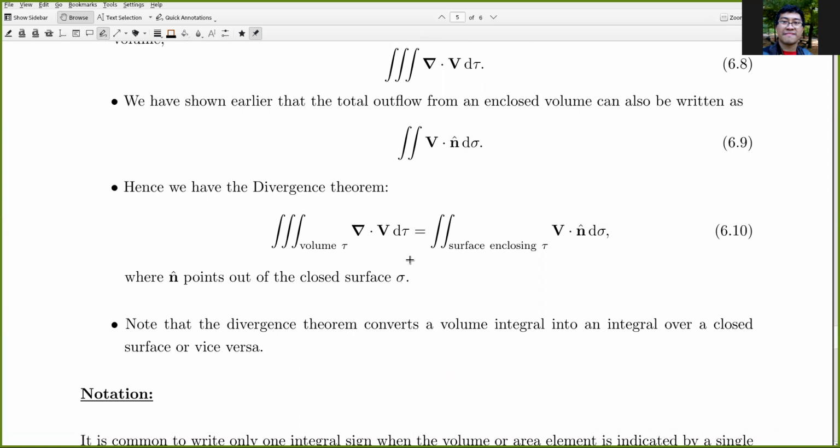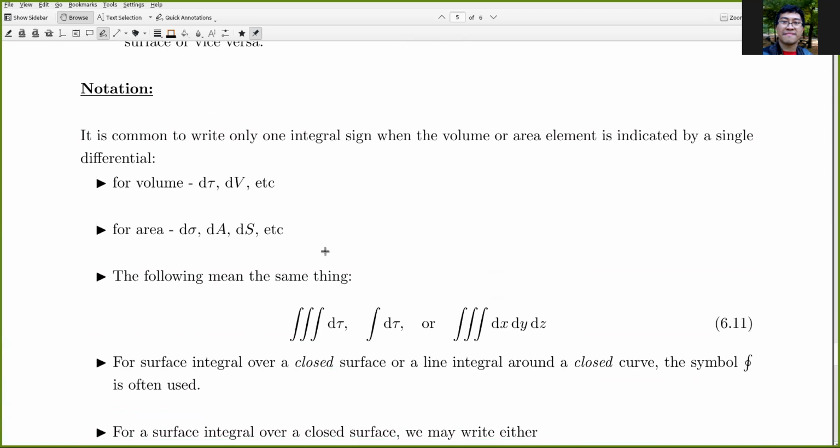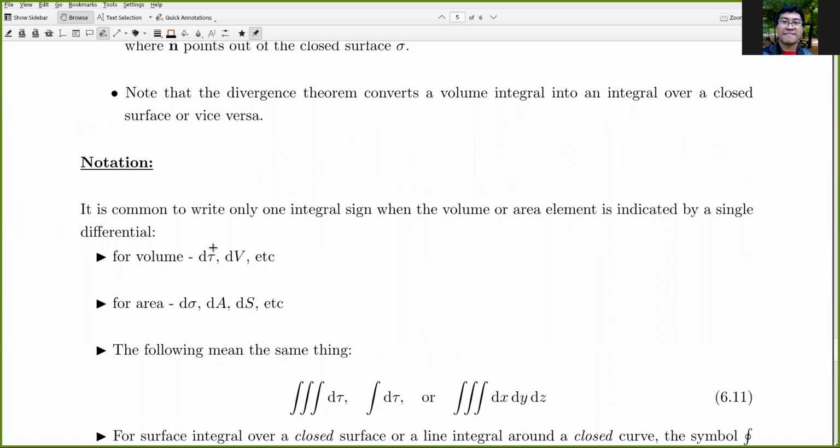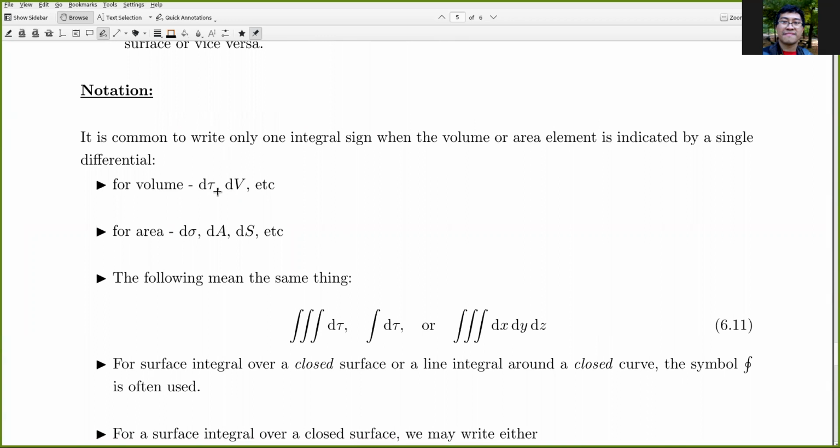Note that the divergence theorem converts a volume integral, in this case the left-hand side, into an integral over a closed surface. Or if you have an integral over the closed surface, you can convert that to a volume integral. It's common to write only one integral sign instead of two or three. For example, with a single differential, d tau denoting the volume element, d sigma, dA, or ds denoting the area element, the interpretation of our single integral would depend on what type of element we are considering.